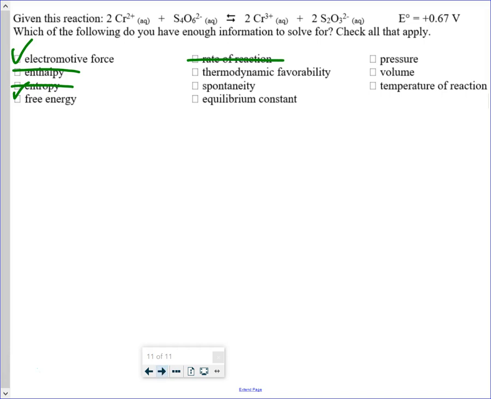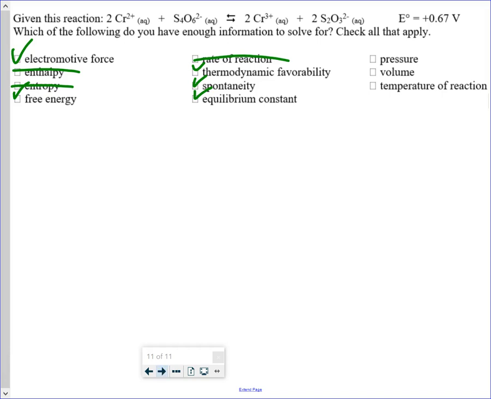The thermodynamic favorability, yeah, we know that. A positive E cell or a negative Gibbs will tell us that. Spontaneity, same exact thing, we know that. Equilibrium constant, that's big K. That's the last thing we solved for. Yep, we can do that.